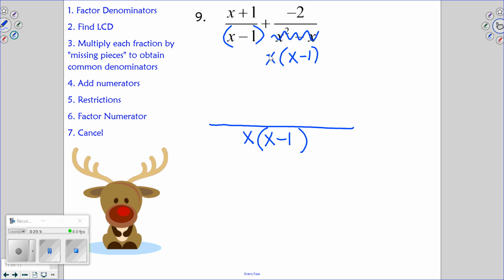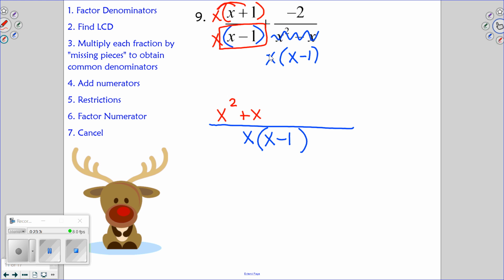Okay, step 3. Multiply by the missing piece. So what is this denominator missing to make it look like that? It's missing an x. So that means I also have to multiply the top by x. So what do we get? You guys with me? That was just distributing. X times x is x squared. Make sure we're clear on that. I know that one's hard to keep track of.